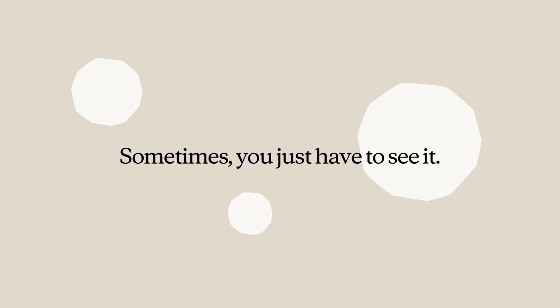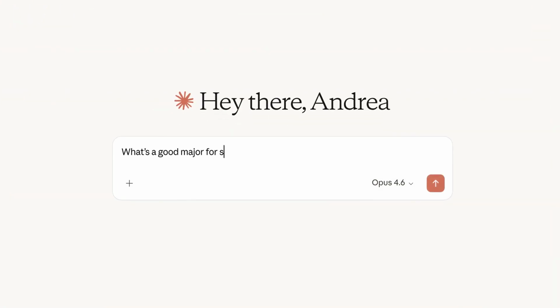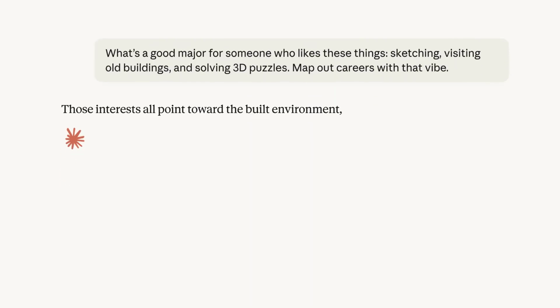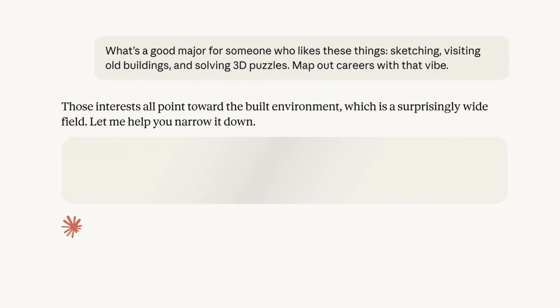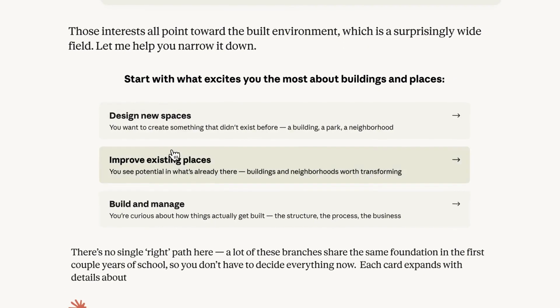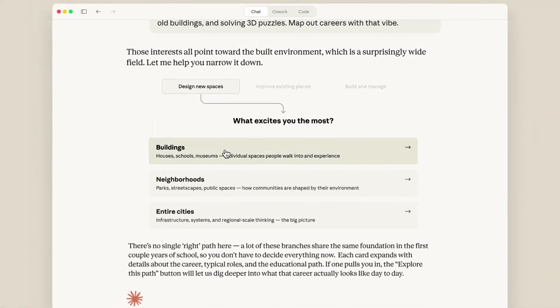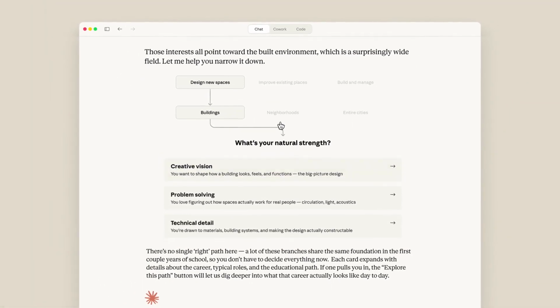Watch the actual demo. It opens with the line, "Sometimes you just have to see it," which is basically the whole pitch. The first conversation is with someone named Andrea asking what life might look like if they major in architecture, urban planning, or real estate development. Claude starts with text, then turns that into a branching visual so the options become easier to compare.